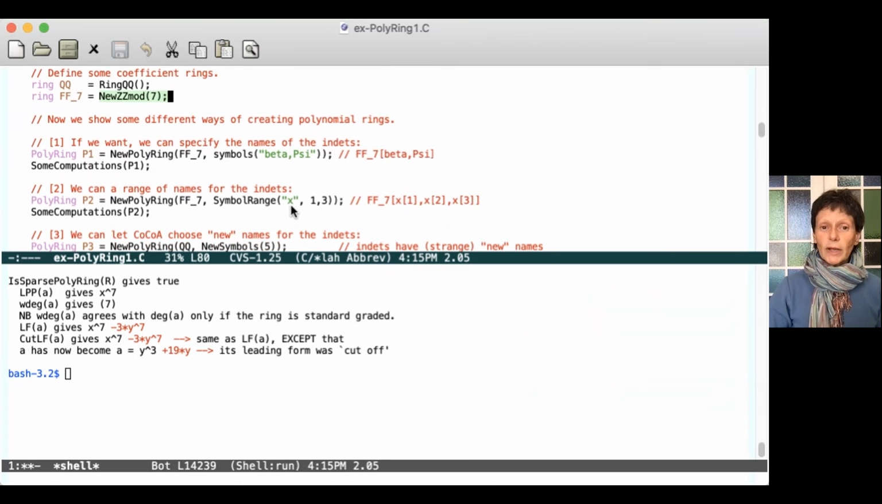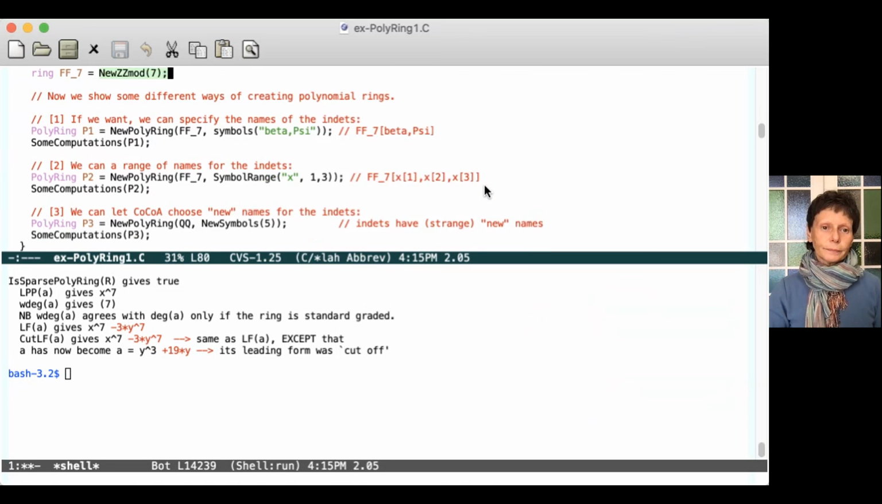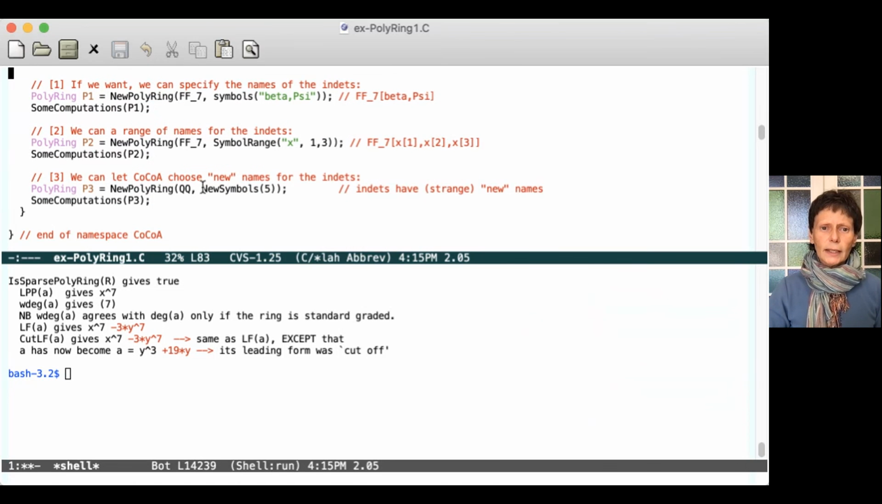Or we can have a symbol range, X, with indices from 1 to 3. We can decide the indices. There is no default starting from 0. So you have to specify the first and last index. And there is also something funny called new symbols, which is a way of making anonymous symbols. So let's see it running.